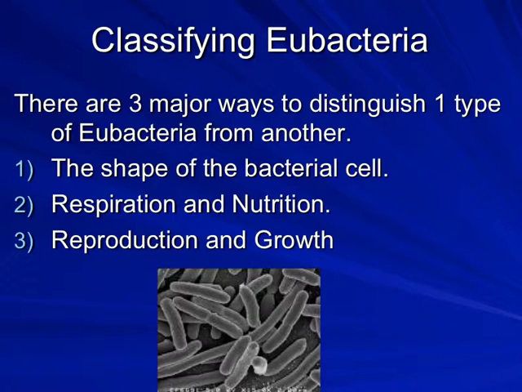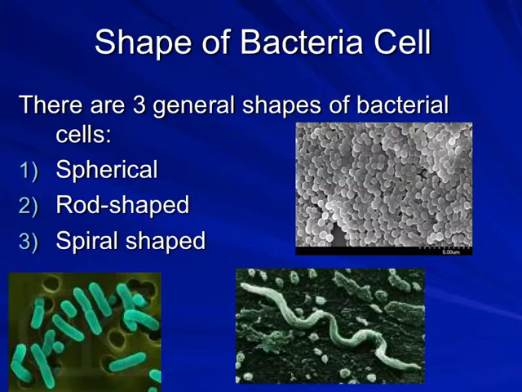Now, how do we classify Eubacteria? The three major ways to distinguish one type of Eubacteria from another are the shape of the cell, the different types of respiration and nutrition, and reproduction and growth. And so those are the three groups we look at when we're classifying bacteria. Let's start with the shape of the bacteria cell. There are, in fact, three general shapes. The first one is spherical, the second one is rod-shaped, and the third one is spiral-shaped.